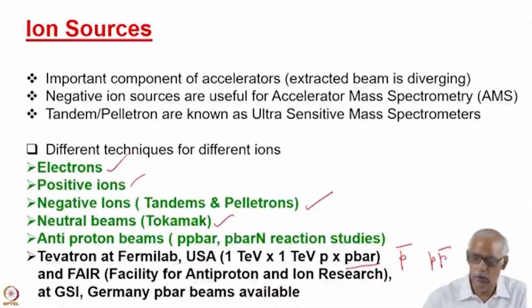You can call it P bar. These are the reactions or the interactions which people study, and that is available at Tevatron, where the 1 TeV by 1 TeV beams are studied. And there is another facility where again the anti-proton beams are available. This facility itself is called Facility for Anti-Proton and Ion Research, that is called FAIR at GSI, Germany, where these beams will be available.